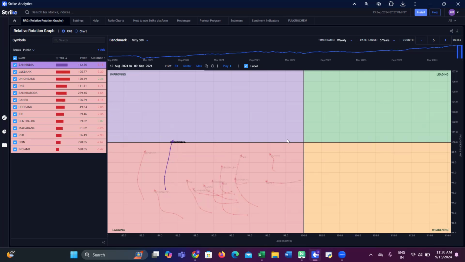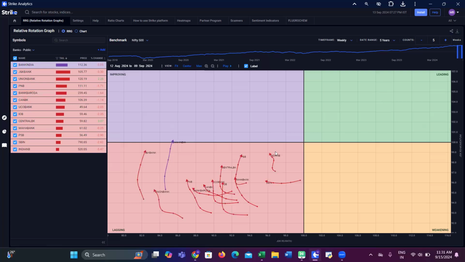It is still far from the benchmark. So it will require a lot of relative strength to get into leading with good pace, right? But it is into improving. The head is in the improving quadrant at the moment. Good RS momentum, but still far from the benchmark, and a lot of relative strength is needed. Union Bank is at the bottom at the moment. PNB, same status, far from improving.